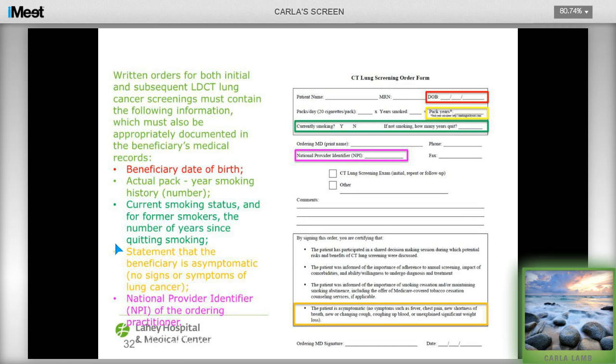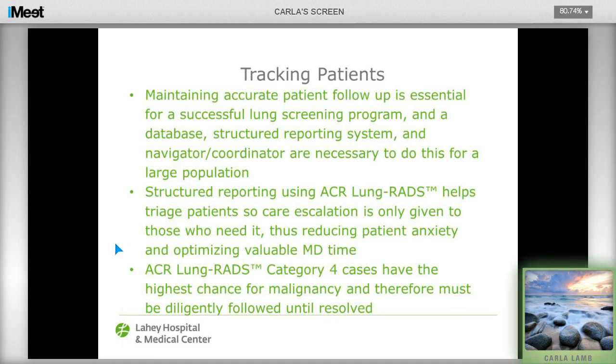This highlights again when you're ordering your scan, this is actually out of EPIC, and so when we complete an EPIC order for lung screening, we are including the key criteria and documenting, by signing this order, we certify that the patient is not symptomatic and they've had counseling. So this little box on the far right actually highlights that information that meets the criteria by CMS.